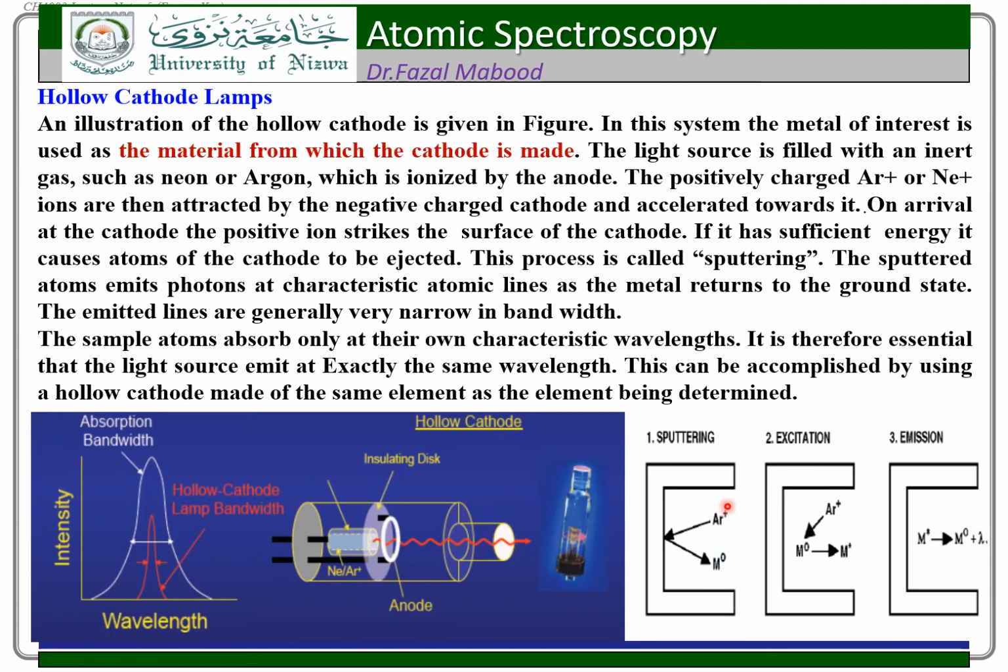Here you see this is the inert gas ion. When it strikes the cathode surface, it sputters the metals. And when the metals are excited and come to the ground state, the extra energy is emitted in the form of light, and this light is known as line source light.